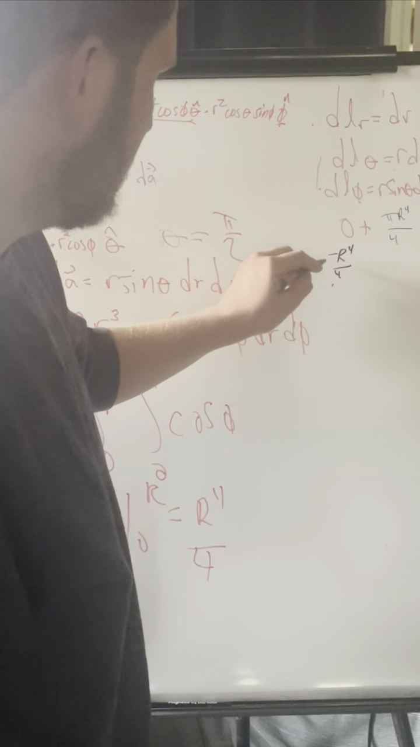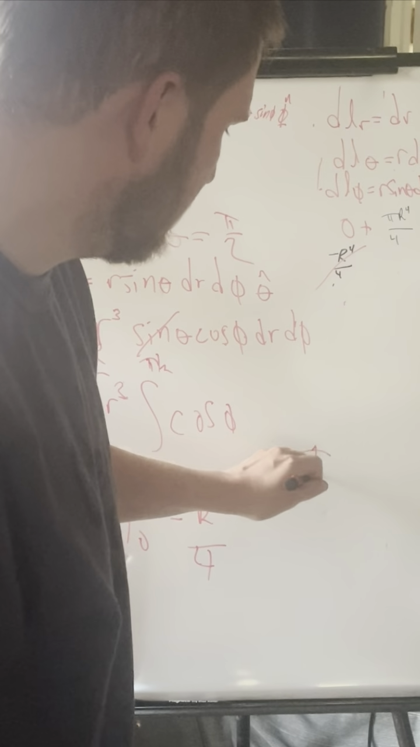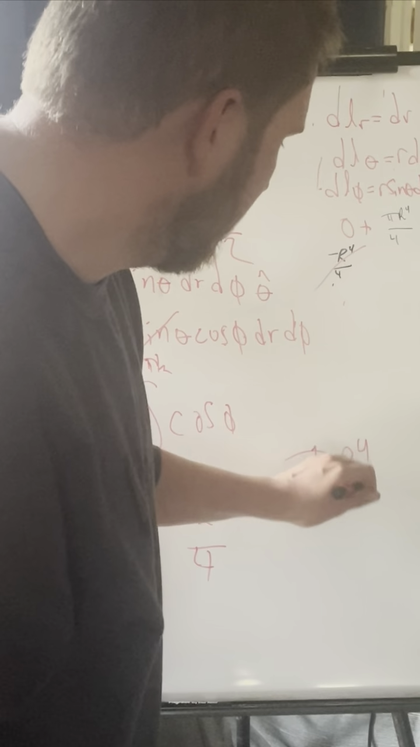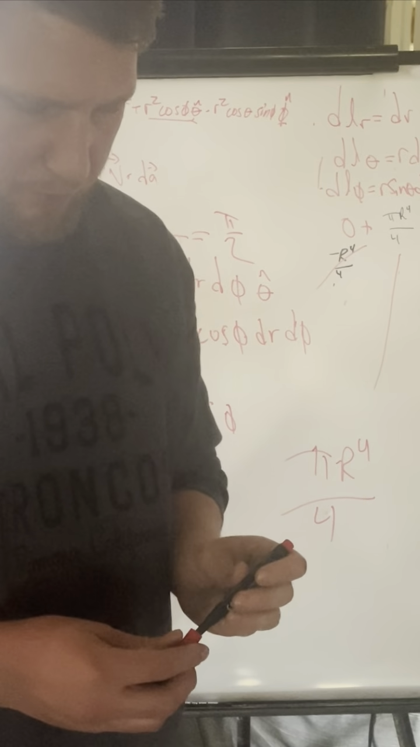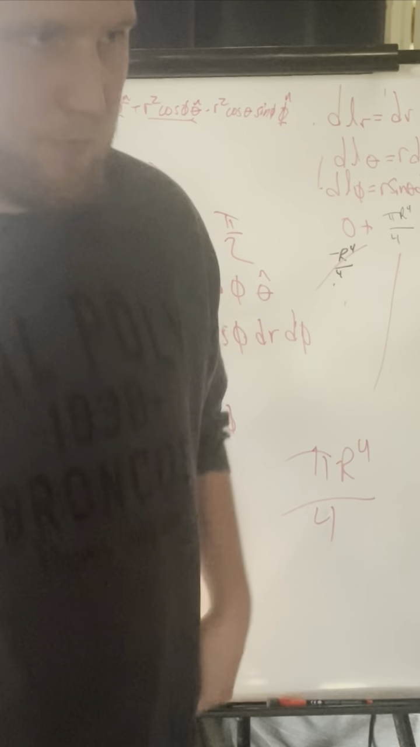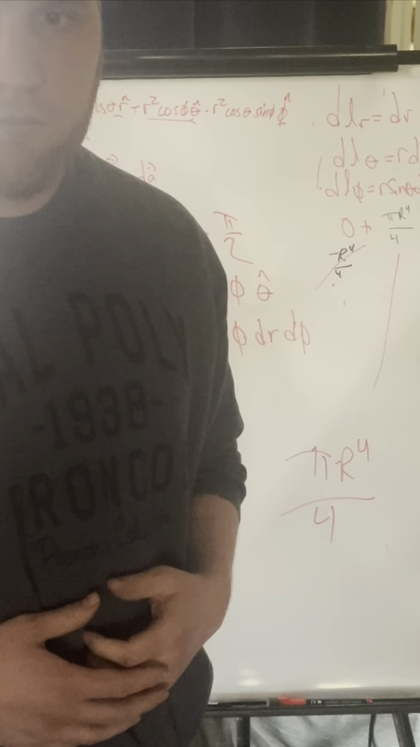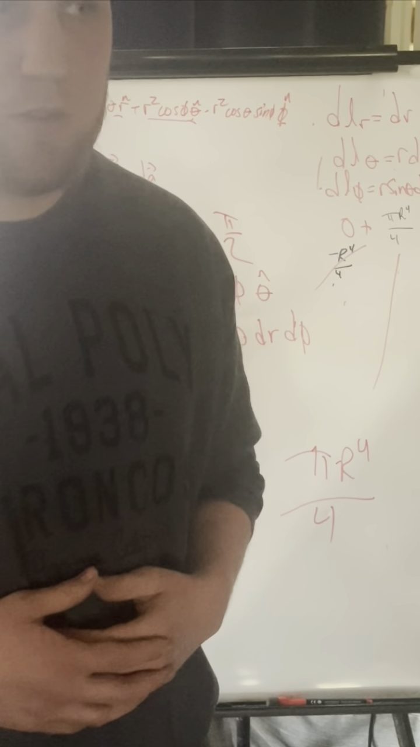As we can see from here, the r to the 4th terms from these two cancel. So our answer is pi r to the 4th over 4, which is the same as the volume integral. This was a very interesting problem that basically proves the divergence theorem in a sense.